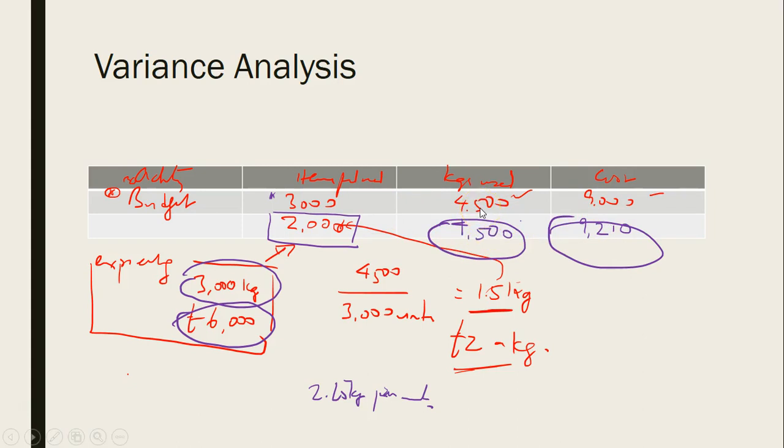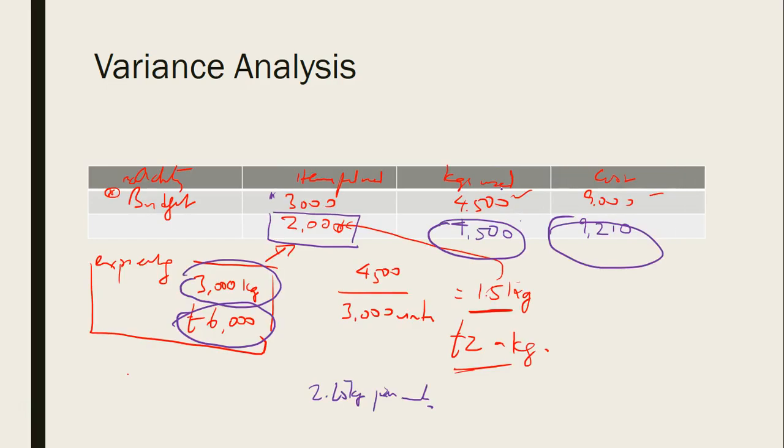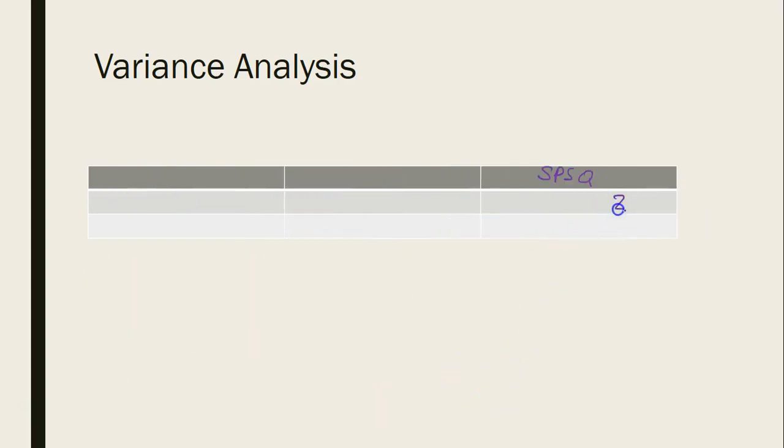Now let's go into SPAC, because this is the key idea. Where the question says, what is the standard raw material cost of production? The very first slide, that's your SPSQ. So going back, I'm trying to make 2,000 items.